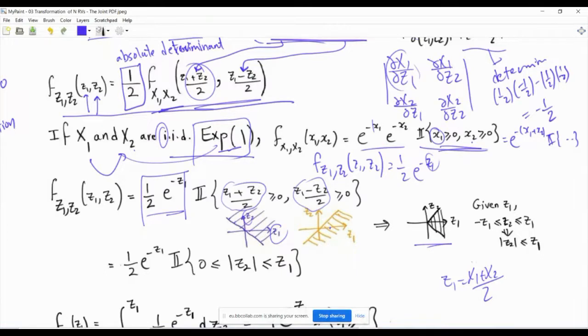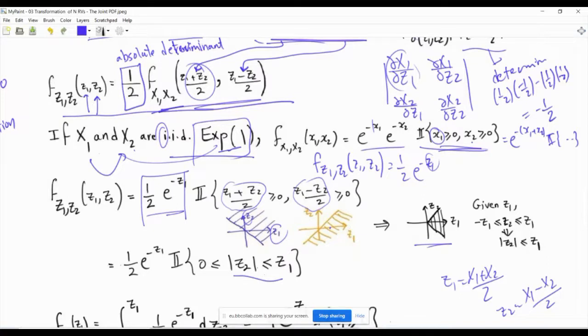Now, what about the difference? What about z2? z2 is the difference, x1 minus x2 over 2. If you subtract a non-negative number from a non-negative number, you have all possibilities, right? You can get any number that is positive or negative or 0. But then we have something else: the difference between two non-negative numbers is always in magnitude less than or equal to the sum, right? So this region here, you can write it as the absolute value of z2 less than or equal to z1.